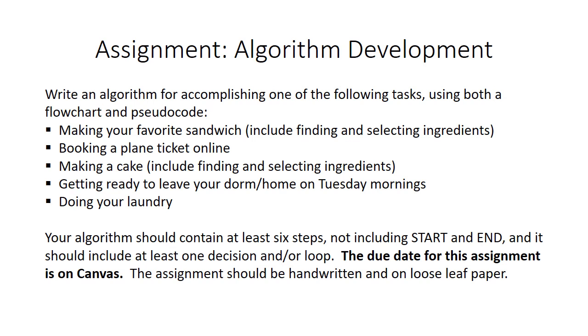The idea is that you should develop an algorithm that contains at least 6 steps, and that's not including the start and end step. It should have at least one decision box. It could have a loop in it. It does not have to have a loop, but it could. Okay, so you need to have at least one of those things. There is a due date for this assignment that's been posted on Canvas, and I would like you to handwrite this assignment and turn it in on loose leaf paper. So that's an assignment to follow up on this information about algorithms and pseudocode.